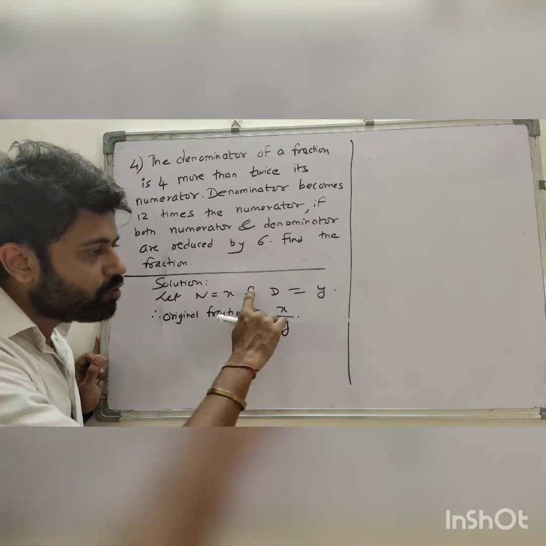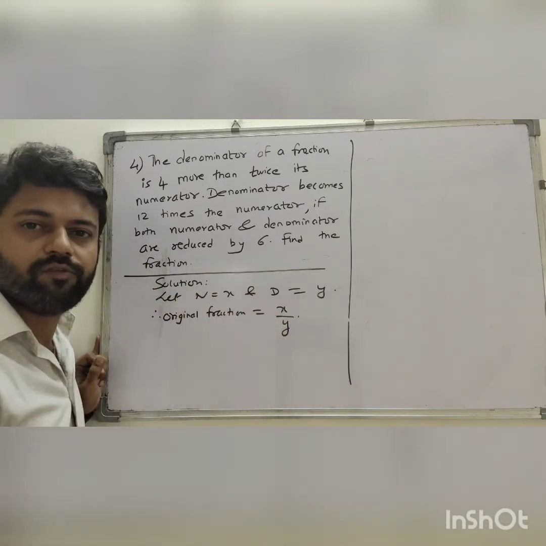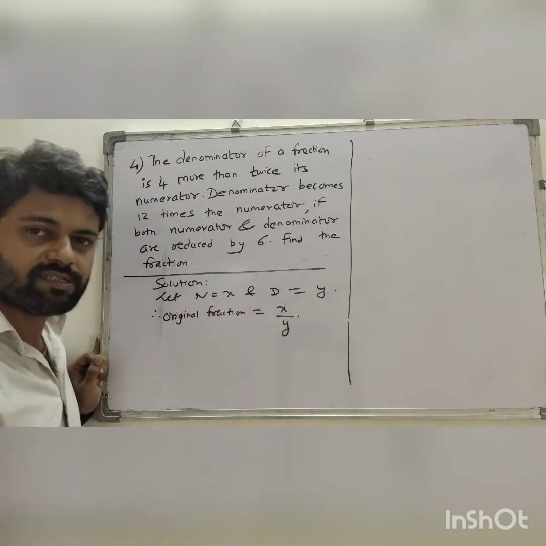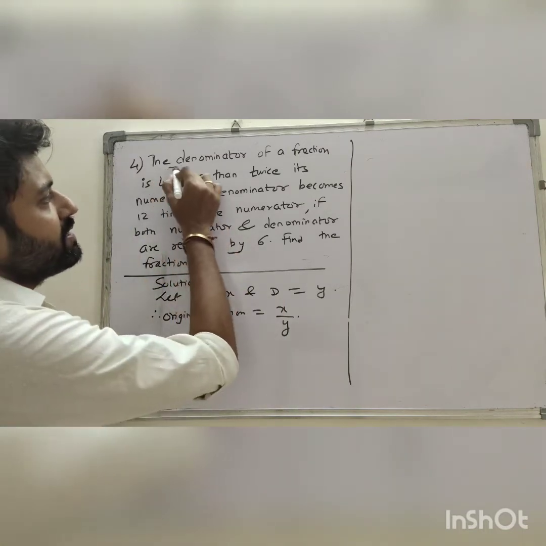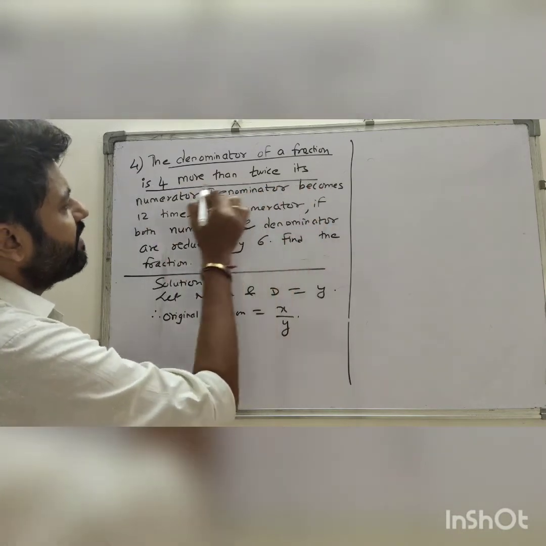Now, there are two unknowns, there are two variables, so we will form two equations. For two equations, they must have given two conditions. Let us read the first condition. The denominator of a fraction is 4 more than twice its numerator.